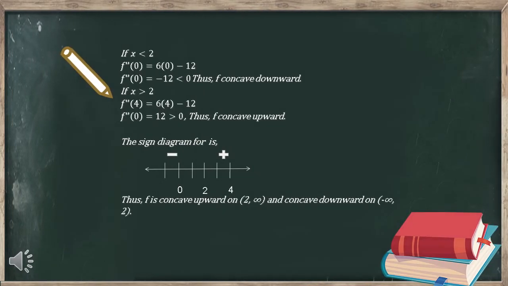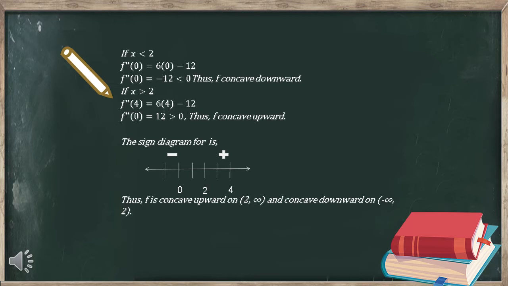If x is smaller than 2, let's say I choose 0, we use the second derivative equation, which is 6x minus 12, and then we place 0 into x, we get 6 times 0 minus 12, and the answer is negative 12. Because negative 12 is smaller than 0, thus the function is concave downward.